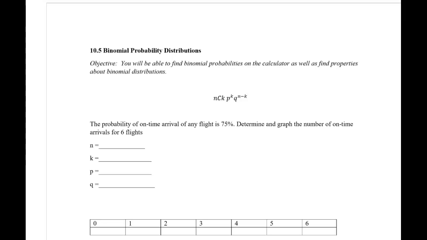10.5 is about binomial probability distribution. So it'll use the same formula that we talked about in class yesterday. So let's look at the probability of on-time arrival of any flight is 75%. Determine and graph the number of on-time arrivals for 6 flights. So n is going to be 6 flights because that's the number of flights. K, that's the number of successes.